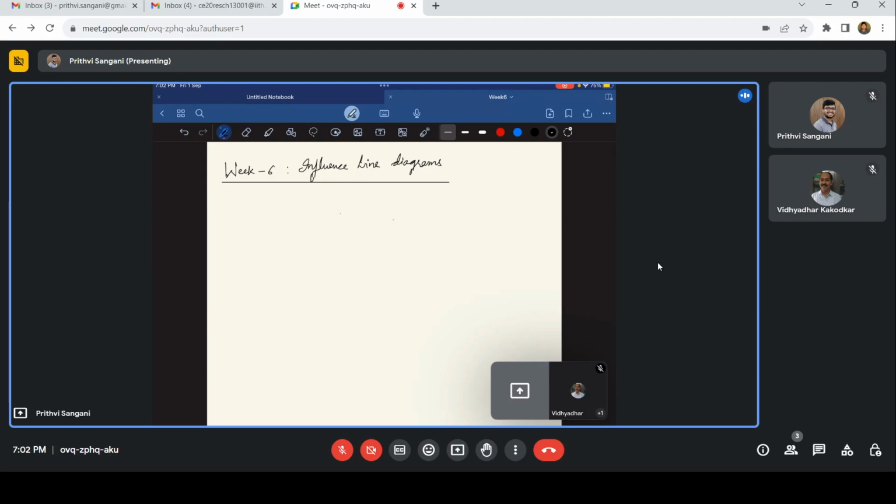We'll start with a simple question first, and then we'll try to pick up and solve a little more complicated questions. So the first question: we have a beam. It's a propped cantilever with an internal hinge. Let us say the hinge is at the midspan of the beam.